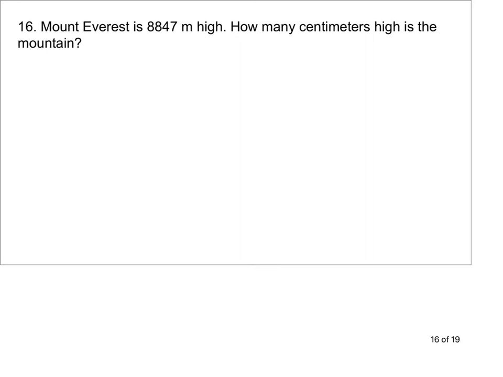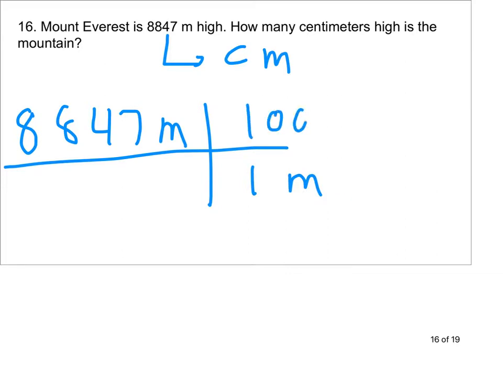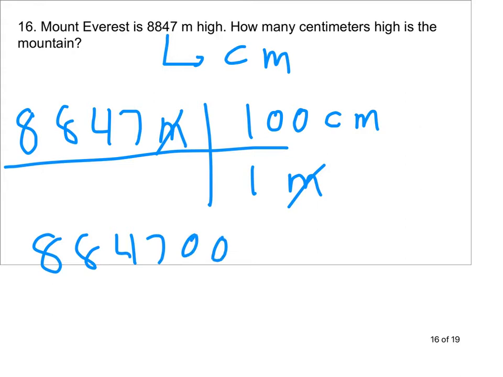Okay, here's a little conversion, and we'll go from meters to centimeters. So we just want to take this thing and change it into centimeters. So 8.847 meters. And 1 meter is 100 centimeters. Meters divide out meters. So we got 884,700 centimeters.